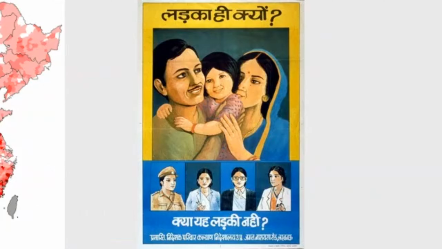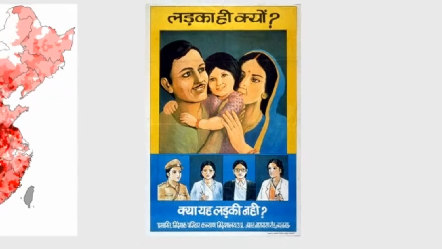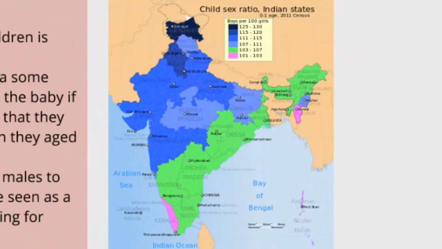We also see propaganda in India where they're encouraging people to have female children. And so this is a family happily raising their daughter, and then the jobs that she could potentially do so that she wouldn't be a financial burden on the family. And in India, we can see the pink or green are acceptable or close to average rates of females to males. But then all of the blue areas, especially that darkest area around Kashmir, are way, way more males to females. And that's because of self-selecting of children.